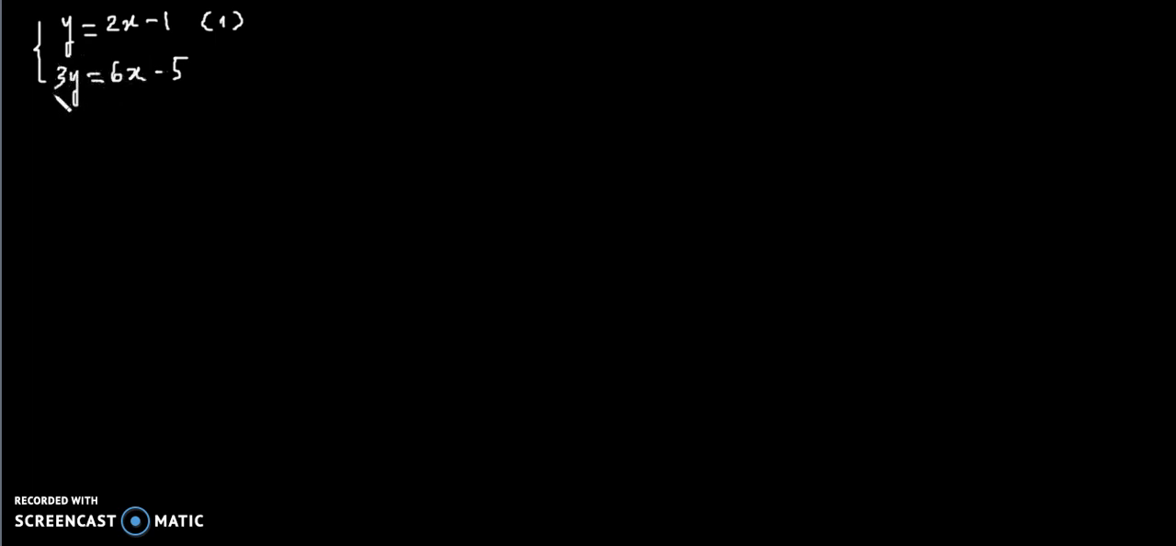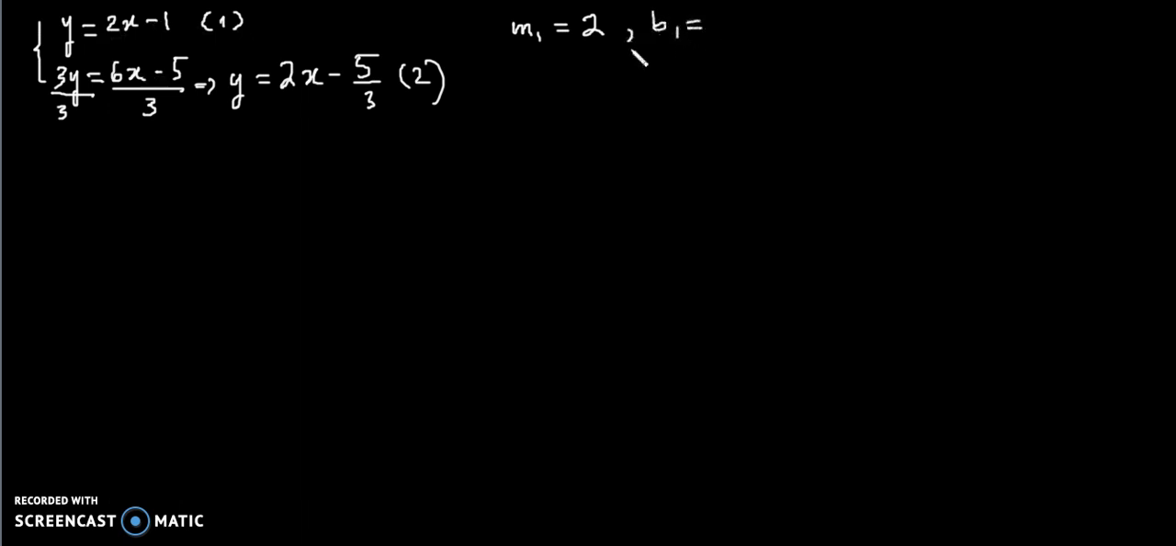So let's say we will divide both sides of this equation by 3. So we would have 3 divided by 3 is 1, so y equal to 6 divided by 3 is 2, 2x minus 5 over 3. So this is my second equation. Again, we would have m1 here equal to 2, 2 is in front of x here. And y-intercept, which is b1, equal to -1. Remember the sign with the number -1.